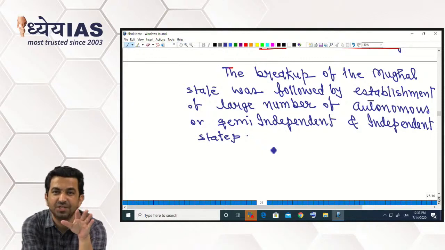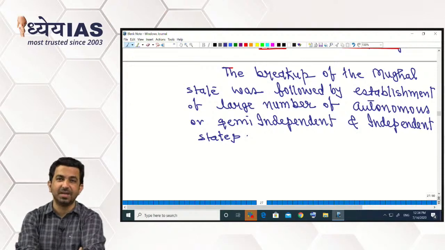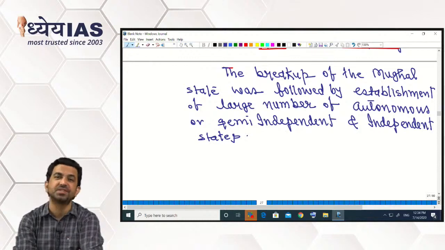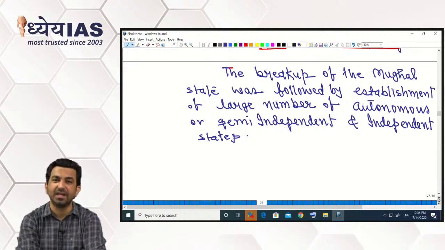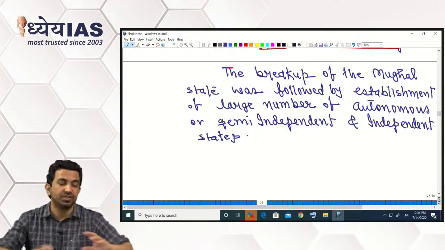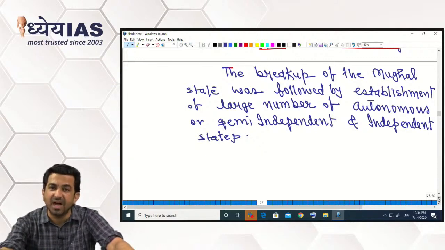Jahandar Shah, Jahan Shah, Azimush Shan, Rafiush Shan, they fought a war of succession, and in that war, Jahandar Shah emerged victorious, not on his own, not because of his own capacity, but with the help of a noble or courtier, a Darbari present at his court, named Zulfikar Khan. So Jahandar Shah became the emperor not because of his own capacity, but because of Zulfikar Khan.